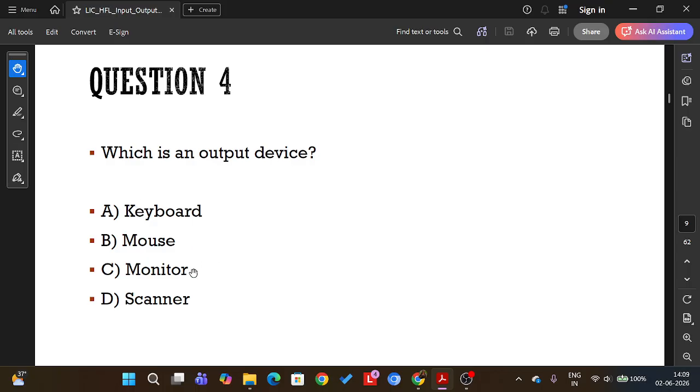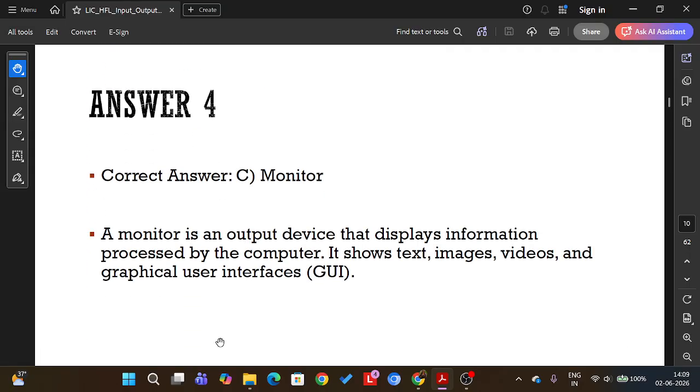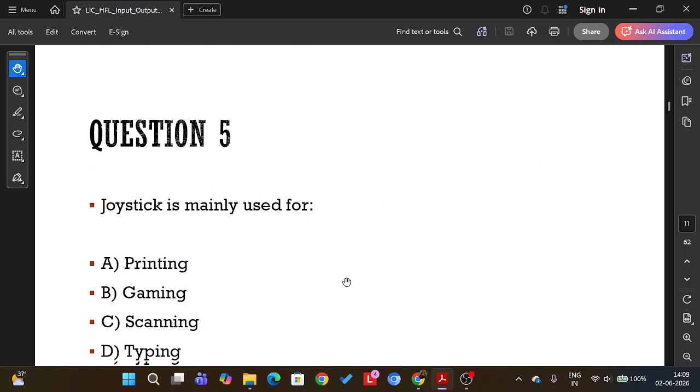Question 4. What is an output device? Keyboard, mouse, monitor, or scanner? Which of them is an output device? The output device would be monitor, because a monitor is an output device that displays information processed by the computer. On the screen, you can see the information. It shows text, images, videos, and graphical user interfaces, GUI.